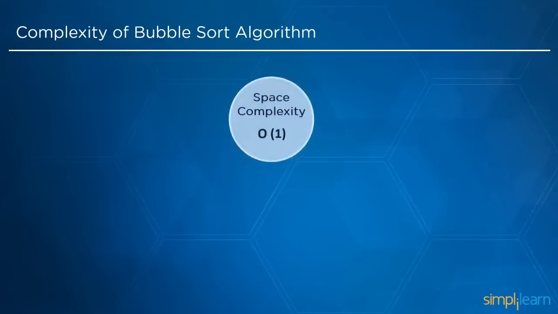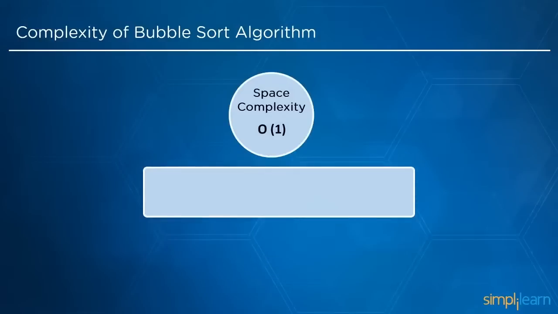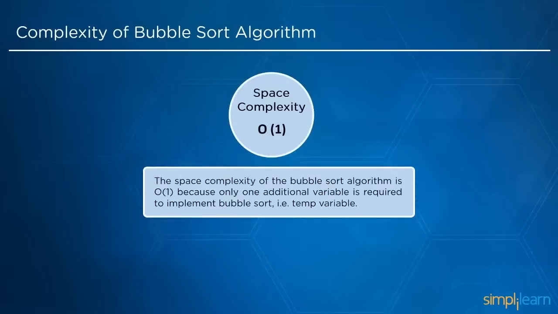Lastly, we have space complexity. The space complexity of the bubble sort algorithm is O of 1 because only one additional variable is required to implement it, that is a temporary variable.